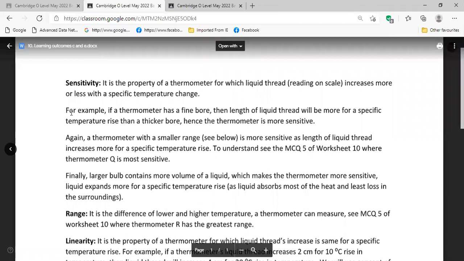We have one example. First example, if a thermometer has a fine bore, meaning smaller diameter, then the length of the liquid thread will be more for a specific temperature rise than a thicker bore, and the thermometer is more sensitive. Is it clear?